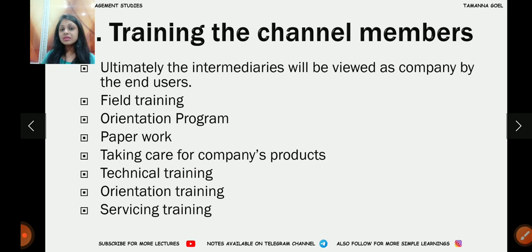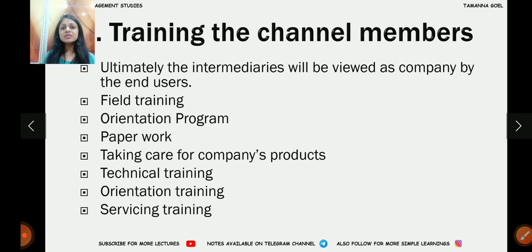It is very important that the people who are actually your resellers, who are working with you, need to be trained. Why? Because for the final consumers, they are the company. For example, tomorrow if I go to a certain shop and I buy any product, maybe the manufacturer of the product is different, but for me, that shopkeeper is selling that product, right? So the ultimate end user will view the intermediary as the final company, right?